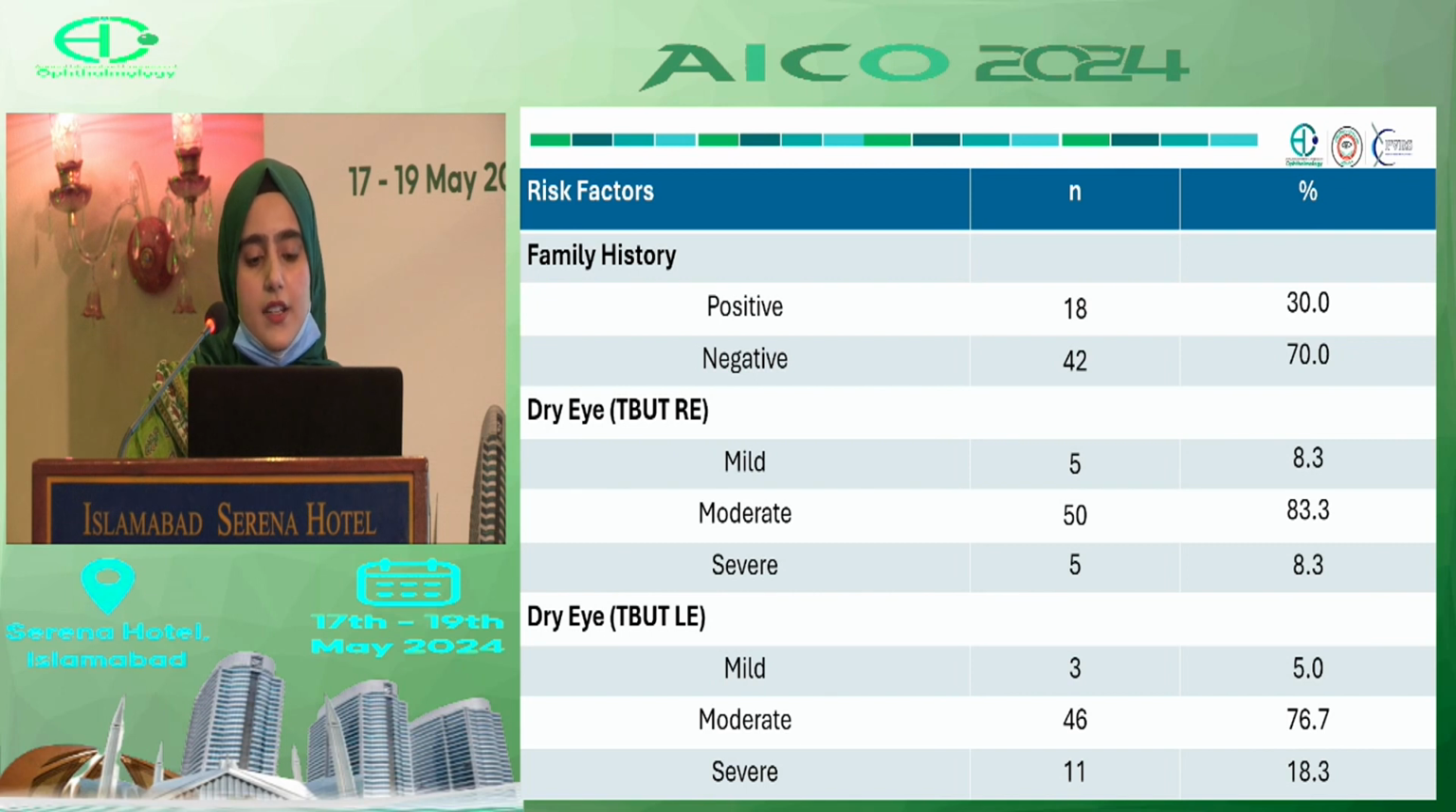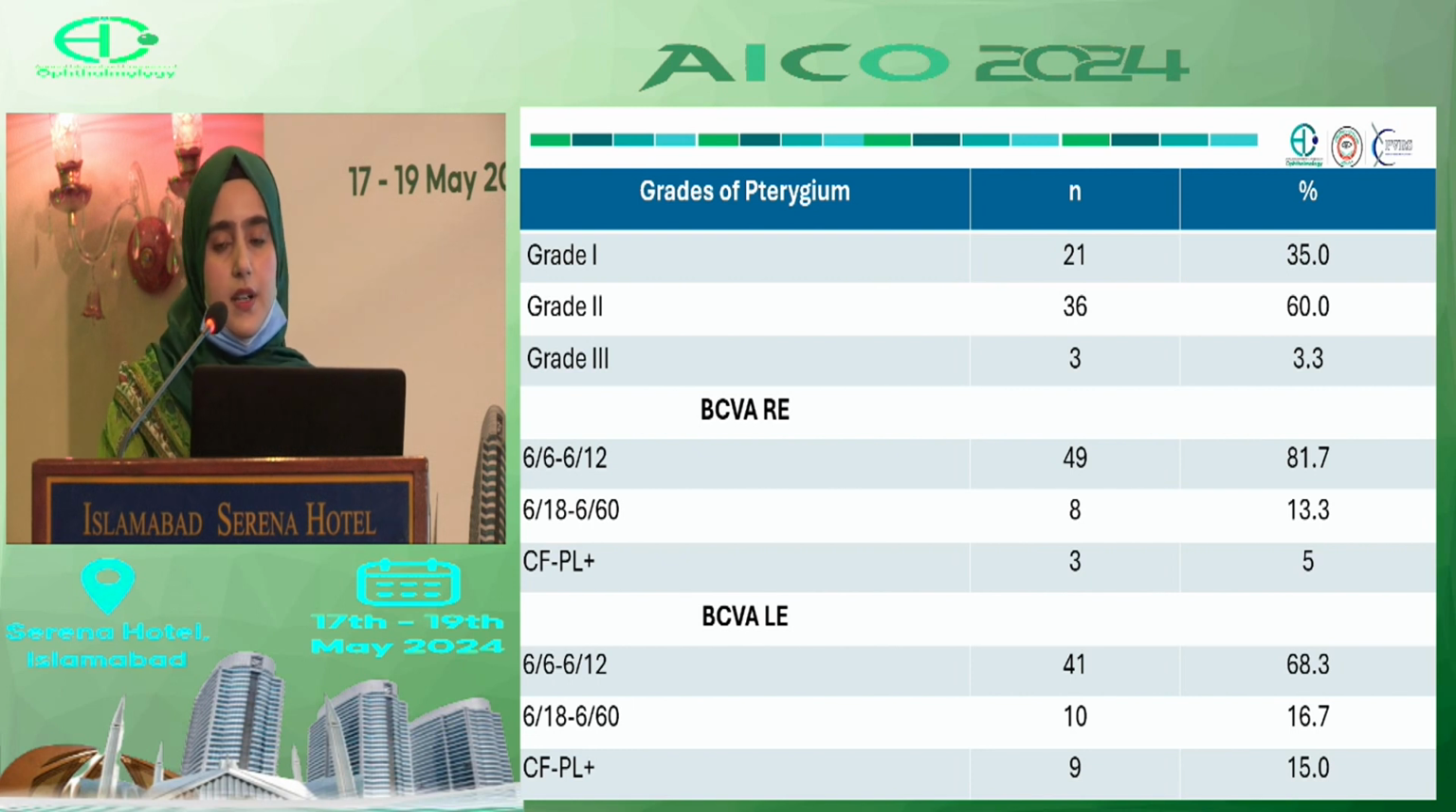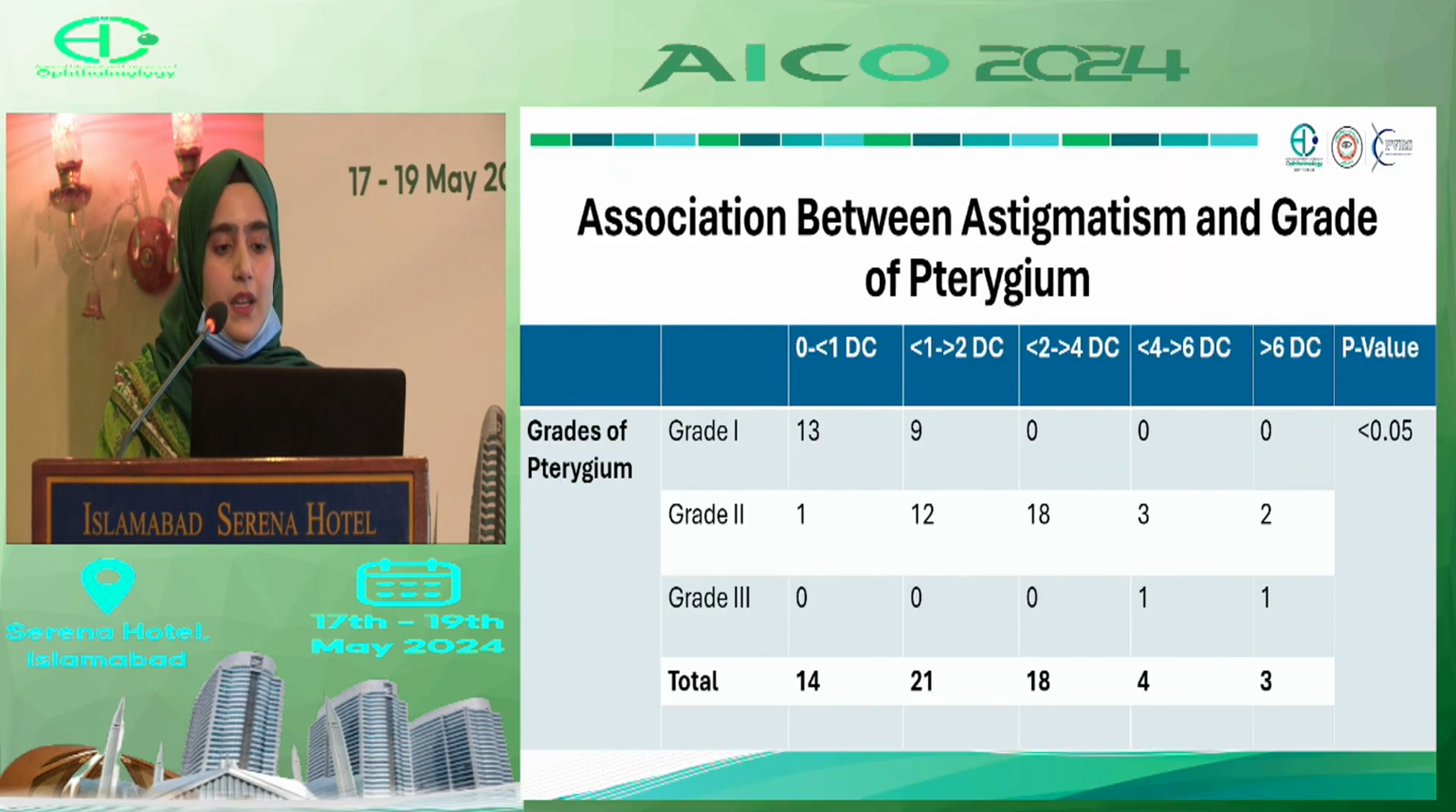Dry eye: mild 8.3%, moderate 83%, and severe 8.3%. And similarly in the left eye, mild 5%, moderate 76%, and severe 18.3%. Grades of pterygium: grade 1 35%, grade 2 60%, and grade 3 was 3.3%. Visual acuity of right and left eye, you can have a look.